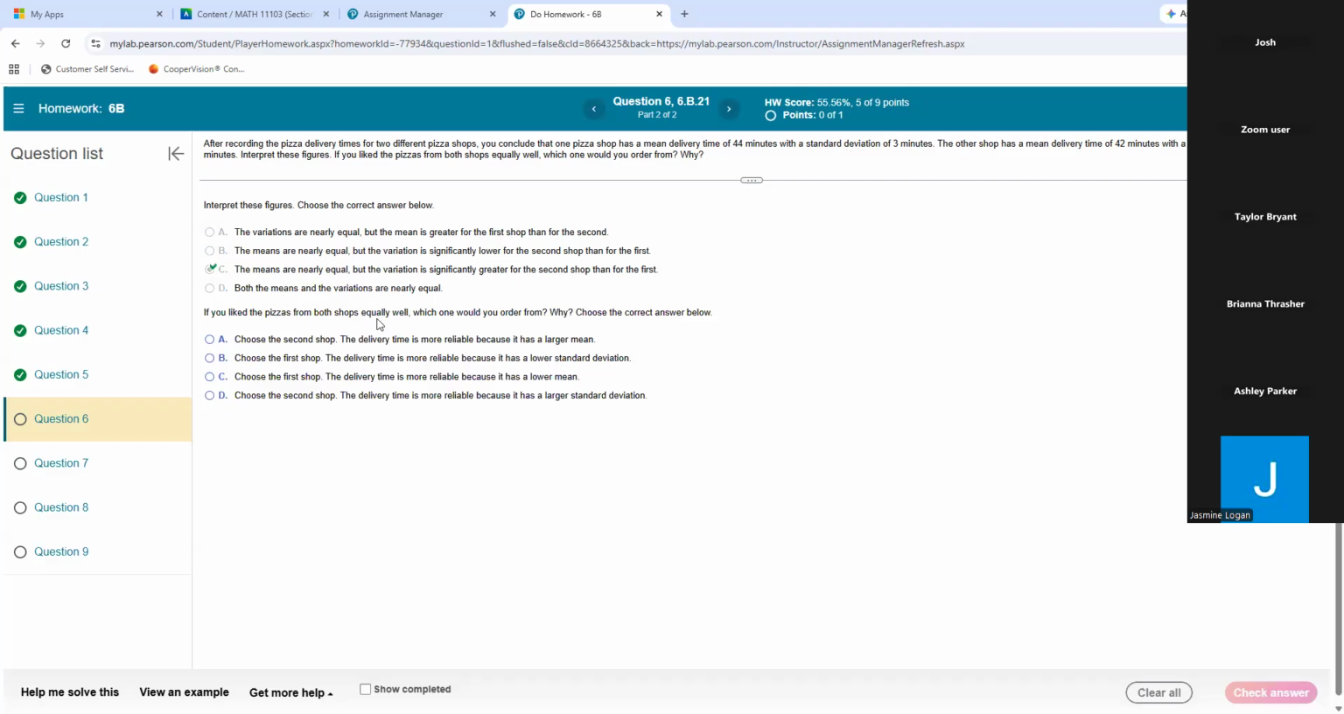So it says if you like pizza from both shops, which would you order from? Well, the second shop, 42 minutes with 18, that's pretty big. And see, you would choose that first shop because it is more reliable, because it has a lower standard deviation. No matter what, you're going to be averaging about 41 to 47 minutes on that one, okay? So that's what you're mainly looking at is that standard deviation on those.